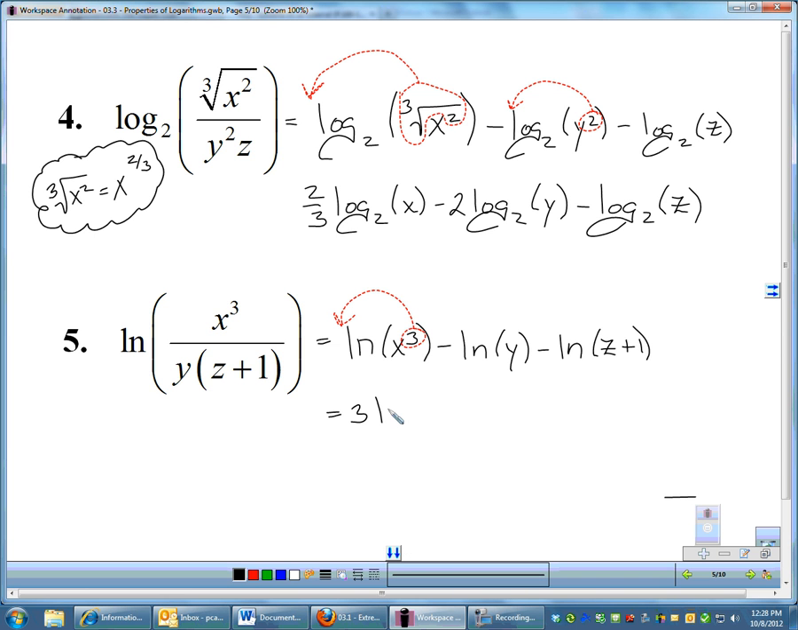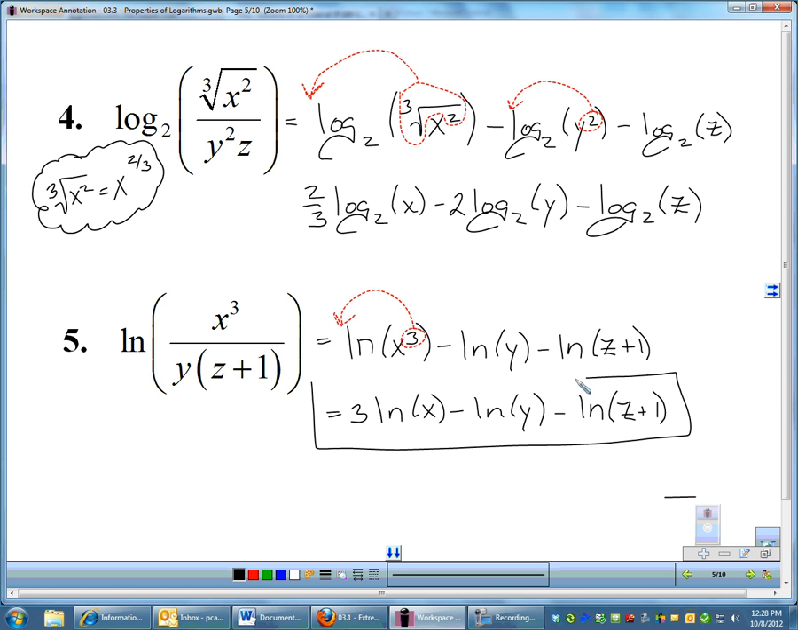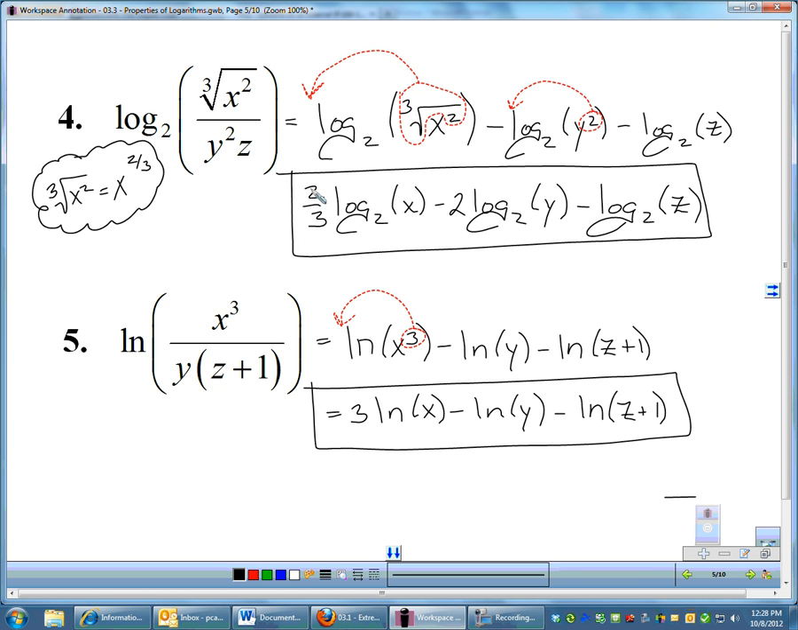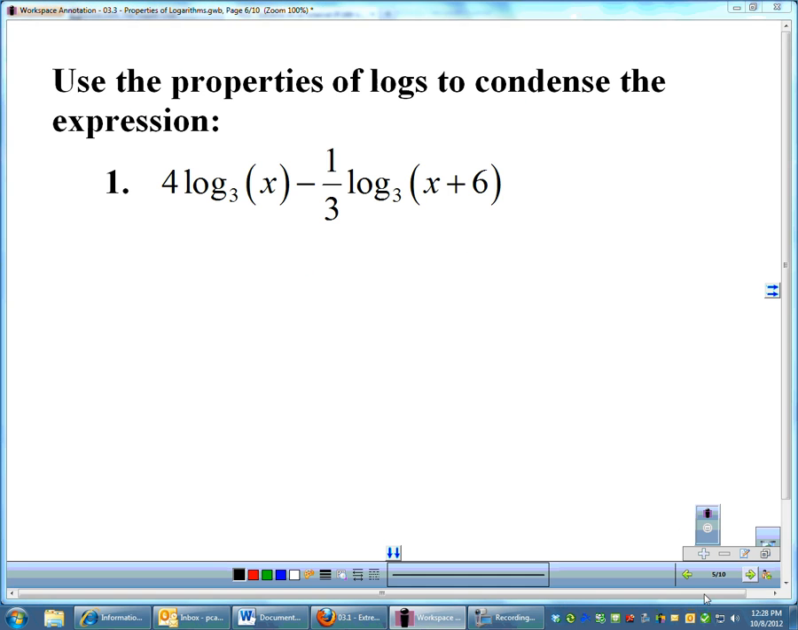So 3 ln of x minus the ln of y minus the ln of z plus 1, which cannot be split up. You only split up a log if it's multiplication, and plus 1 is not multiplication, that's addition. So this is going to be my final answer for number 5. You good? You're good? All right.